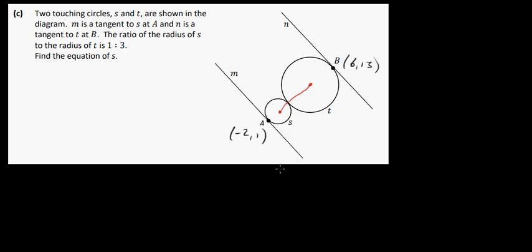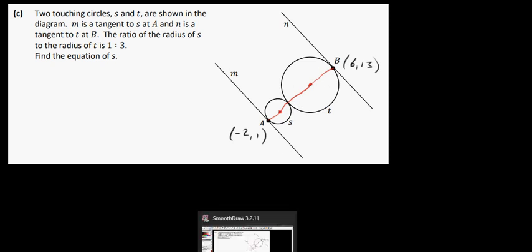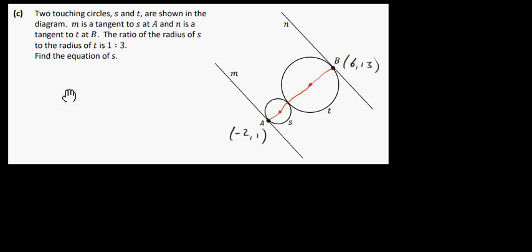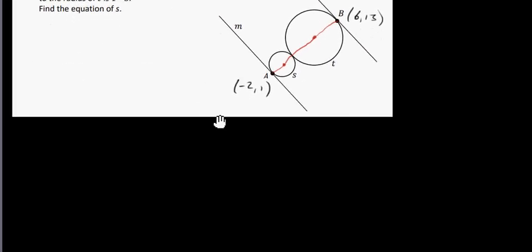Now you can also say the same for the diameter. I mean, if you double each of them you'll get a diameter. So if we do this, not quite straight but you get the idea, the diameter will be in the ratio 1 to 3 as well. So let's see if we can use that. We've got to find the equation of S. Now in order to find the equation of a circle you need two things. You need the center coordinates and you need the length of the radius.